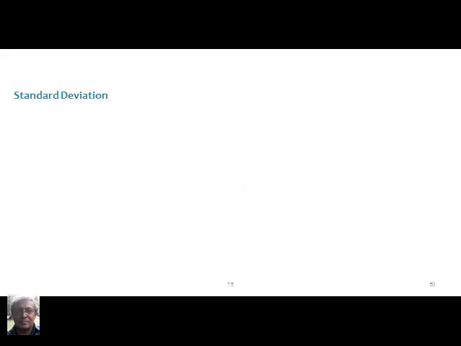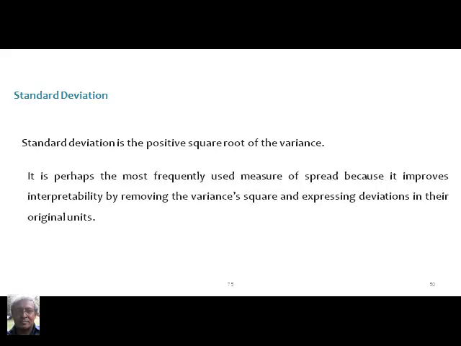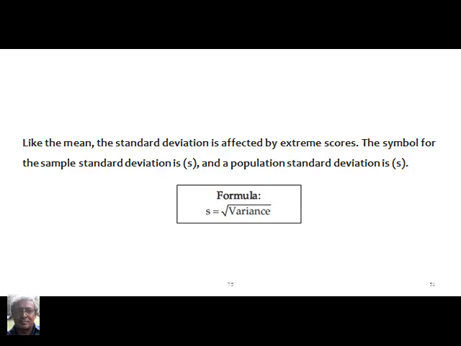Standard deviation. Standard deviation is the positive square root of the variance. It is perhaps the most frequently used measure of spread, because it improves interpretability by removing the variance's square and expressing deviations in their original units. Like the mean, the standard deviation is affected by extreme scores. The symbol for the sample standard deviation is s, and for a population standard deviation, sigma.